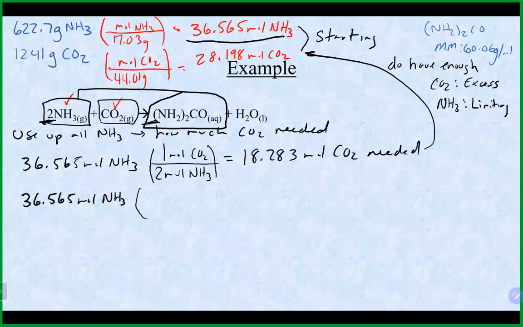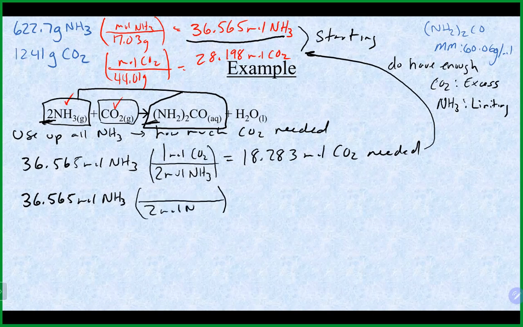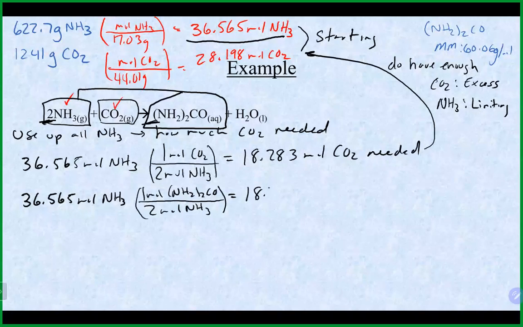2 moles of NH3, 1 mole of our product here, based on the coefficients. Using the coefficients to help us out here, we will go with 2 moles of NH3 on the bottom and 1 mole of our product up there on top. Basically, we're going to divide that number by 2, so 36.565 divided by 2. Going to give us 18.283 moles of our product. That technically would be our theoretical yield in moles, but we are looking for grams.